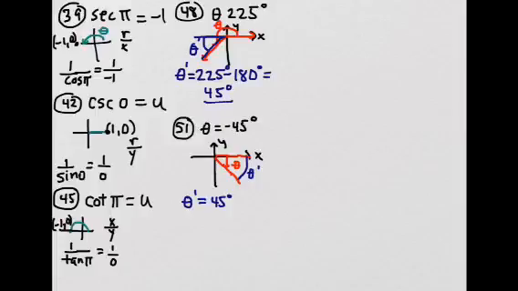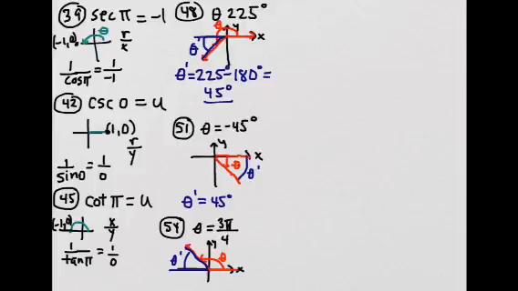Alright, so instead of converting it to a positive coterminal angle, I just went ahead and drew the -45 degree angle, which is right here, the one in red. And again, this is the reference angle right here. So it's 45 degrees. And that's it.